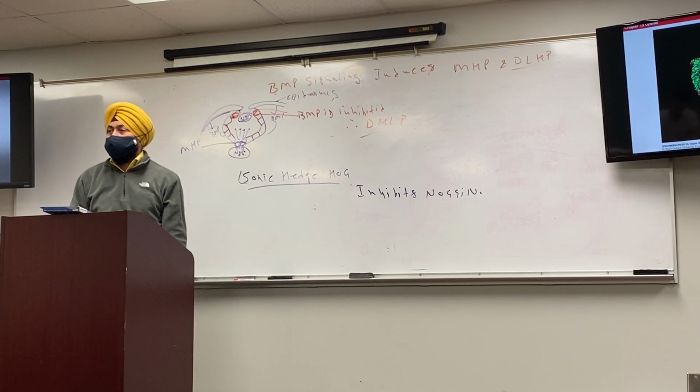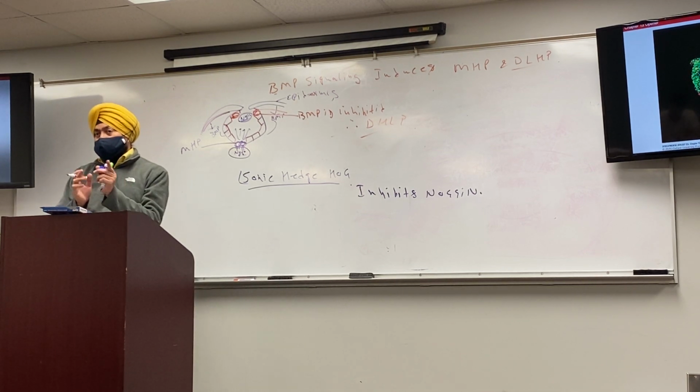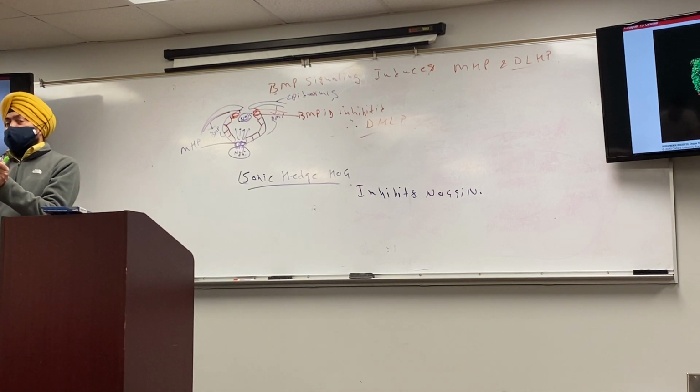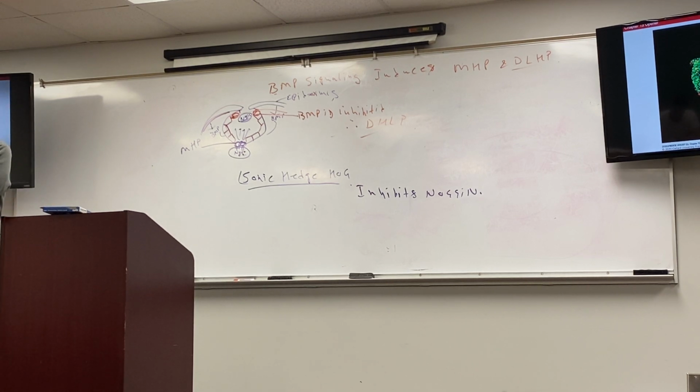Making sense? So that's why there are two places where these hinges are formed. And that hinge formation is controlled by the notochord. Two factors: it's sending inhibitors of BMP and also sending inhibitors of Noggin. Making sense?